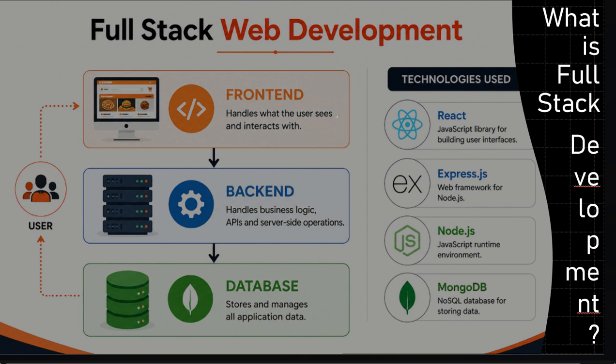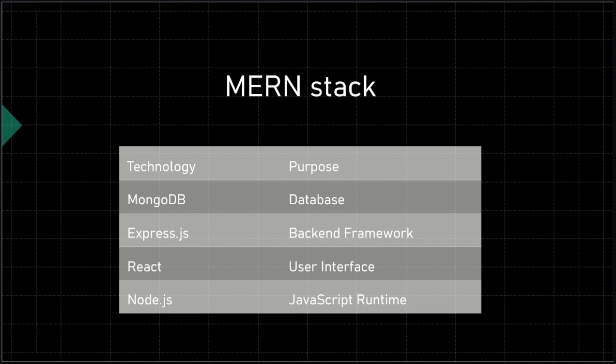Full stack web development. What is full stack web development? Full stack web development means developing both the front end and back end of a web application. Front end handles everything the user sees. Back end processes requests, manages business logic, and communicates with the database. The database stores all the application data. Food Genie follows this complete full stack architecture.